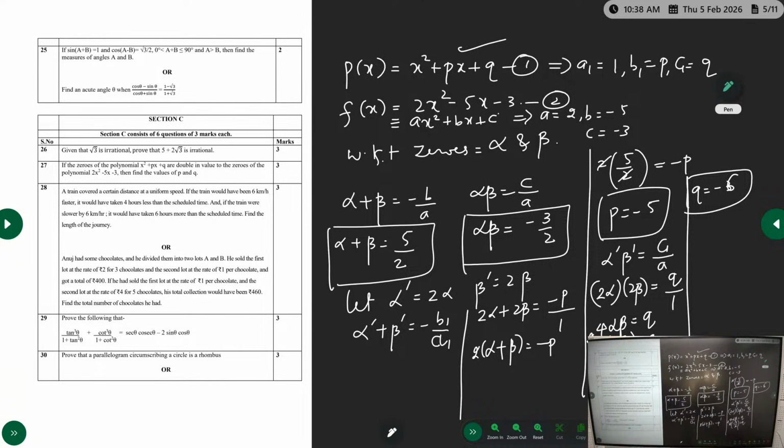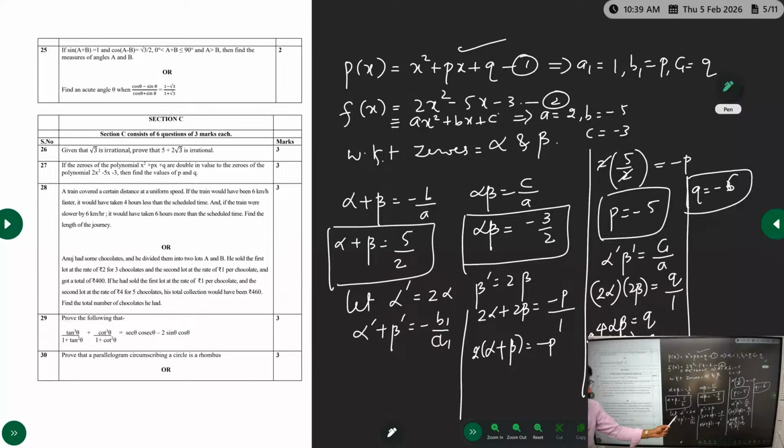So what is the question? You keep on solving, I will explain it once again. The question here is, there are two polynomials. One is x square plus px plus q, I marked it as equation number 1. The other is 2x square minus 5x minus 3, I marked it as equation number 2. These are known values a, b, c. I may get alpha plus beta and alpha beta. You don't waste your time finding the roots. Next, in the question he said the first polynomial's zeros are double the second polynomial's.